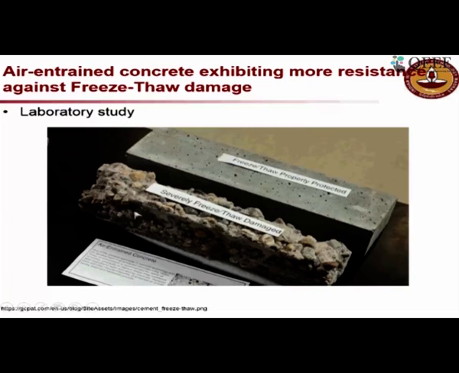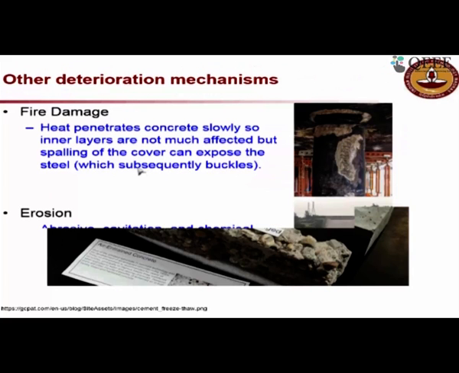This is an example where there was no air entrainment and severely damaged due to freeze thaw attack. This is a similar specimen, but with air entrainment, very well protected against the freeze thaw attack. So, very clear demonstration that you can have very good concrete if you put 5 to 6% of air in the concrete. But if you put more air, then it is going to affect the strength of the concrete. So, you have to again optimize your quantity of the air which you add.